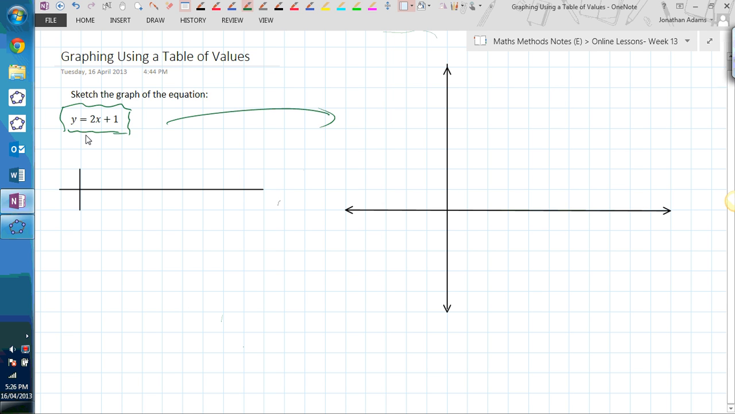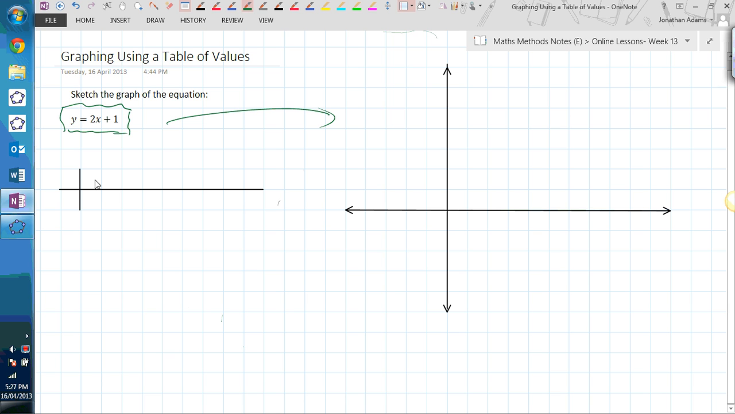Now the first method we're going to look at for developing a graph is going to be done using what's called a table of values. We're starting with a table of values because it's an easy method of graphing an equation, and it always works. This method is a useful method to have in your toolkit, especially as we move forward and start to look at more and more complicated equations that we're trying to determine the graphs of.